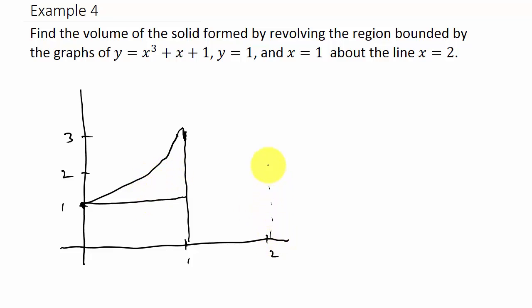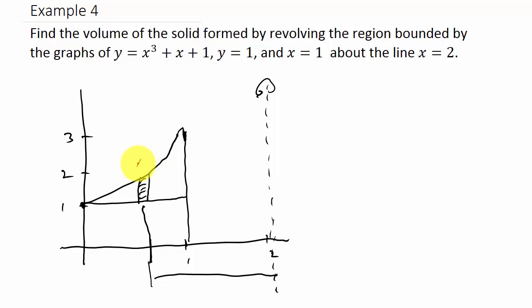And we're revolving it about this line x equal 2. Okay, so let's draw a rectangle in there. So there's the rectangle. Okay, now we need the radius. And remember, the radius is the distance from the axis you're revolving it around to the center of the rectangle. Okay, alright, so what would this radius be?